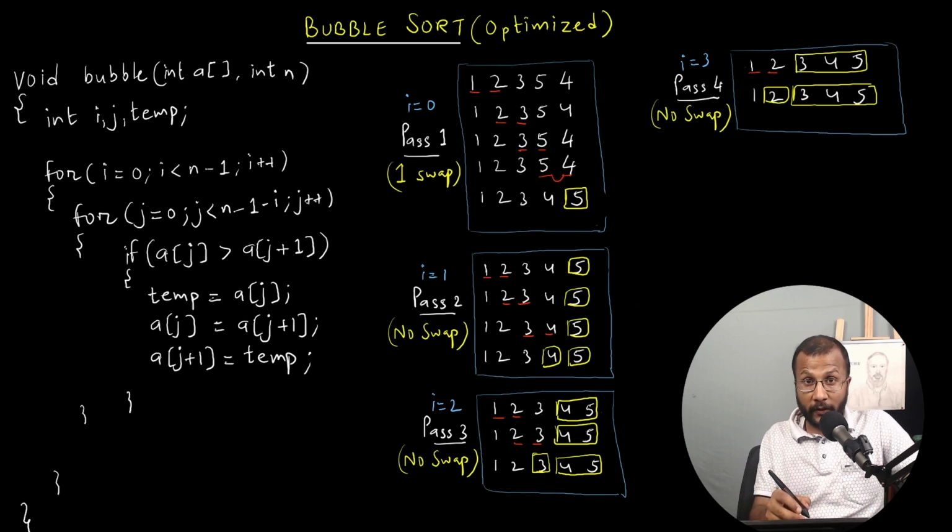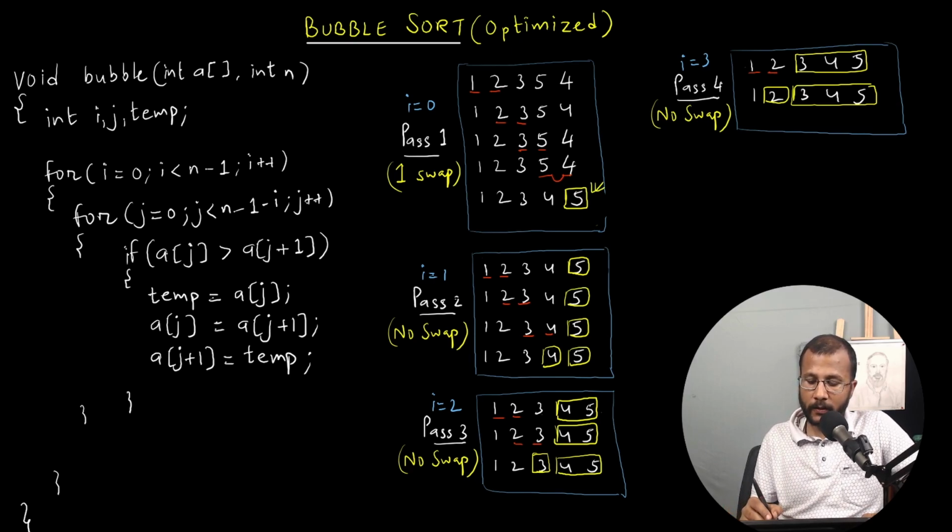Now the code that we have written for performing bubble sort is okay, it works fine, but it is not fully optimized. Let's try to understand this by taking an example. Let's say I have this array which is almost sorted. The elements are 1, 2, 3, 5, 4. So in the first pass, I'm just performing one swap here between 4 and 5. So finally I get 5 at its correct position.